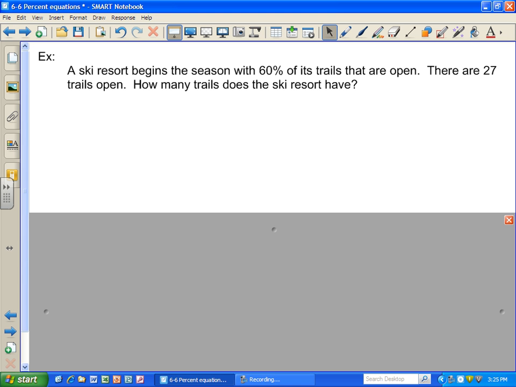So the first thing you want to ask yourself is, what don't we know here? What has to stand for our X? So since the question is saying, how many trails does a ski resort have? So X is obviously going to stand for the total trails. So that's the first thing you want to write down. Next, you want to look for, what is your percent actually talking about? So we look in here and we see it says 60% of its trails.